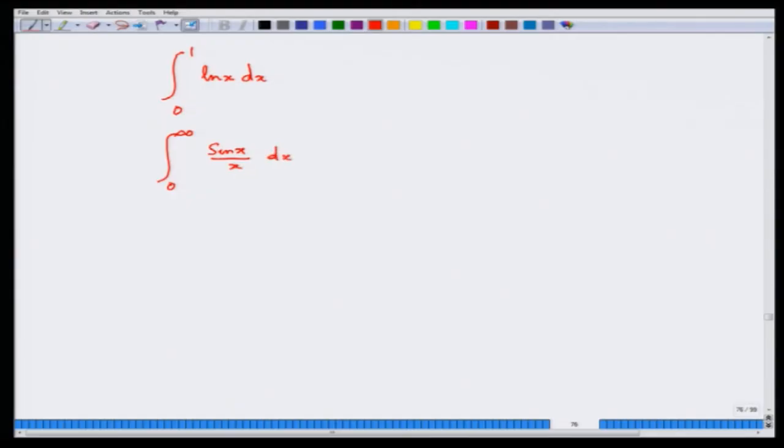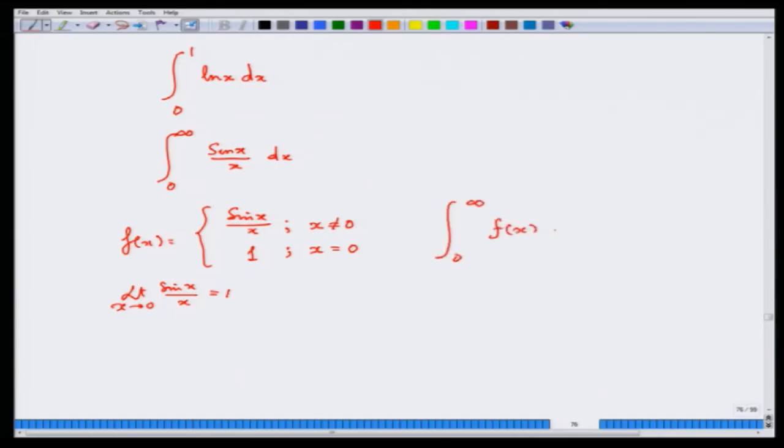Or you say, okay, it is also bad at 0. I say, no, I can manage at 0. I will define the function f(x) equal to sin x by x when x is not 0, and I will define it as 1 when x is equal to 0. Now, you know that the limit of sin x by x as x tends to 0 is 1. Then if I define the function f(x) like this, the function actually becomes a continuous function. So, I am now looking at the integral of this function, and I am asking whether this is convergent.